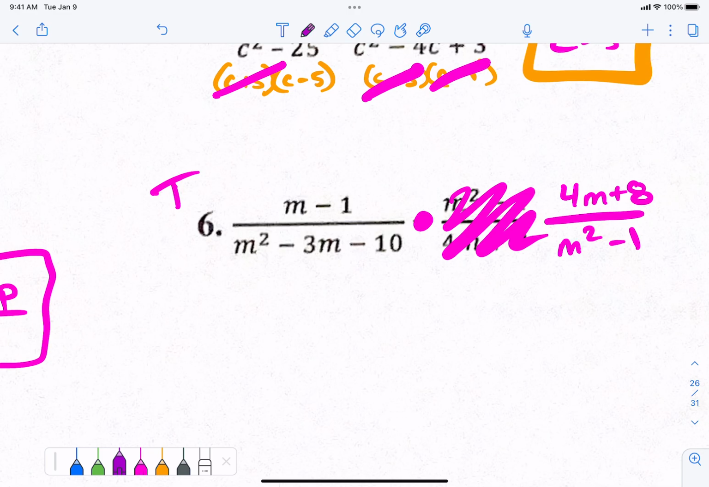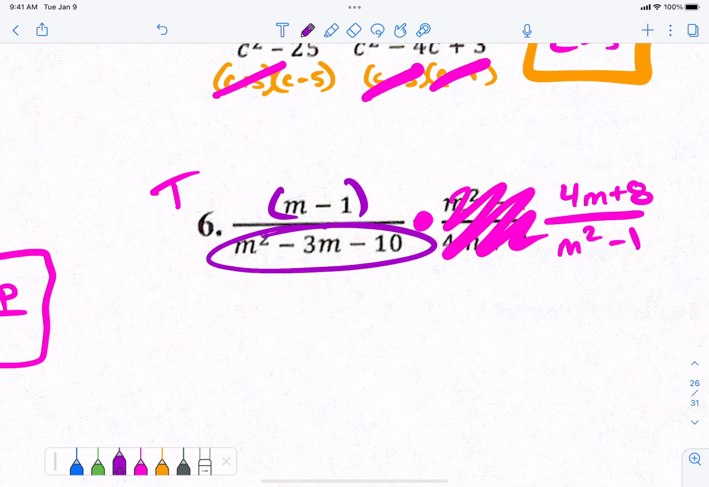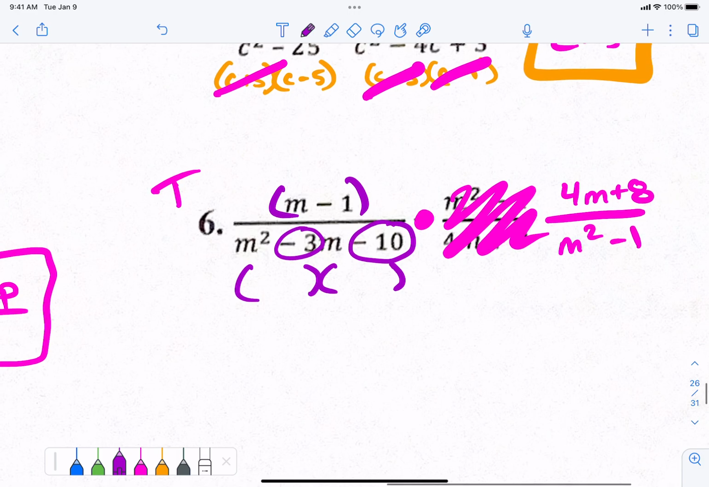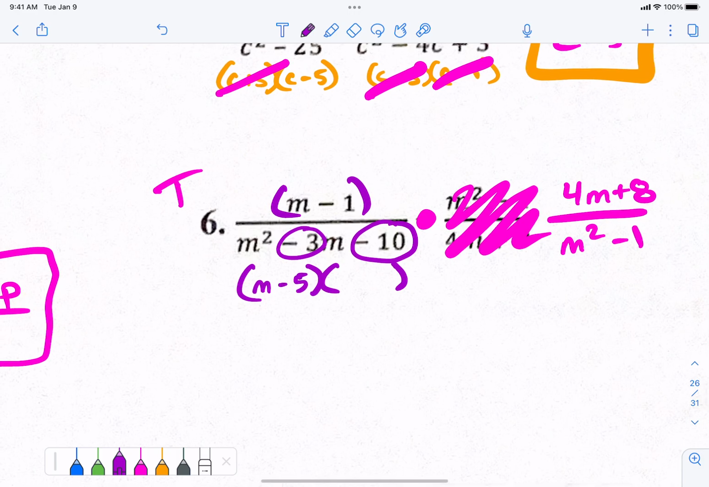Let's go through and break down. Can you break down m minus 1? No, so we're just going to leave him, m minus 1. Okay, can you break down this bottom one? Yes. Multiply to get negative 10 and add to get negative 3. What can you multiply to get negative 10, add to get negative 3? Negative 5 and positive 2.